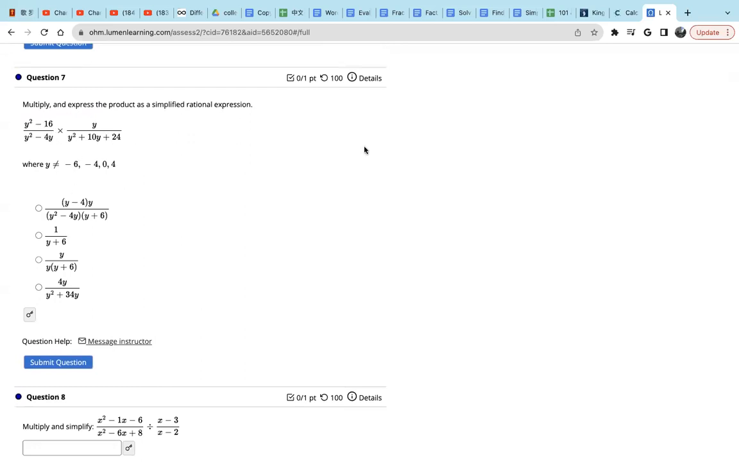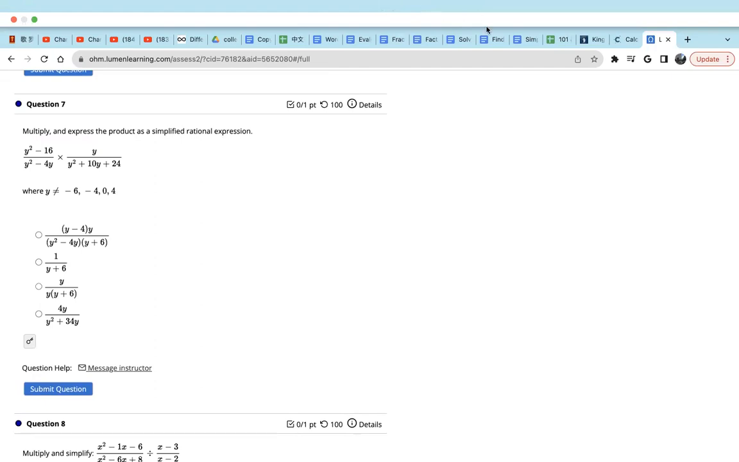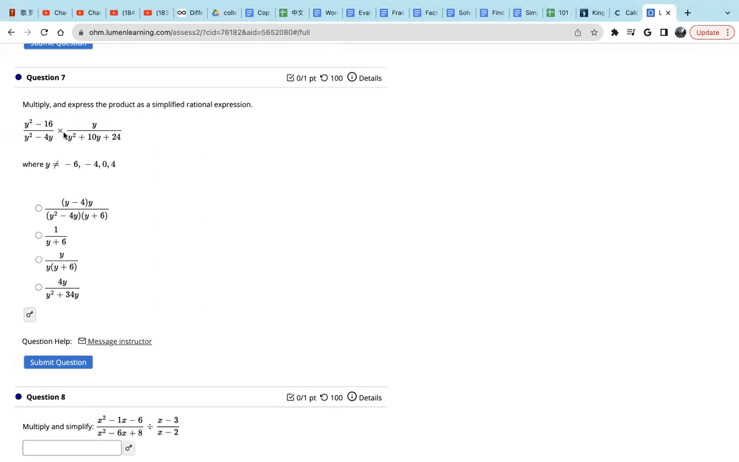Seven, we want to multiply those two rational expressions. Again, we're looking for common factors in the numerator and in the denominator. So this is the difference of two squares. Let's write it down on the side. That's y minus 4 times y plus 4, and then multiply by y. For the denominators, let me write in different colors. The first one we can factor out y. Y squared minus 4y has a common factor of y, so it factors as y times y minus 4.